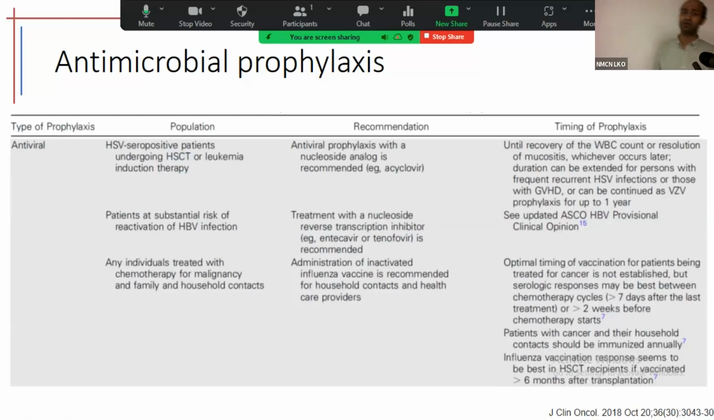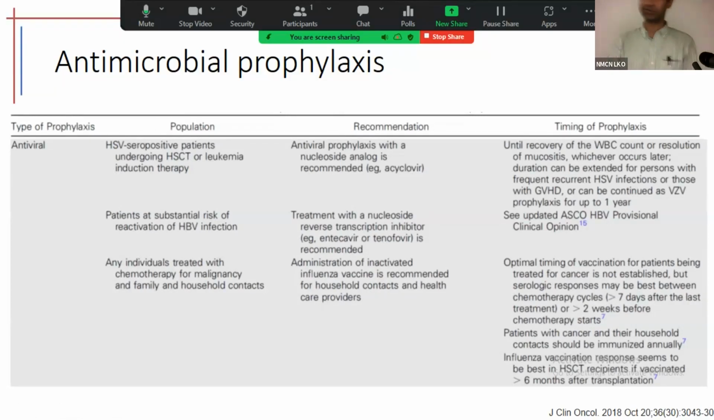Antivirals, again, depend on the patient population. So if the patient is HSV seropositive, that is herpes simplex serology positive, and they're undergoing transplant or leukemia induction therapy, you can give them antiviral prophylaxis using acyclovir. And you give it until the patient recovers their WBC counts or there is resolution of the mucositis, whichever occurs later, right?